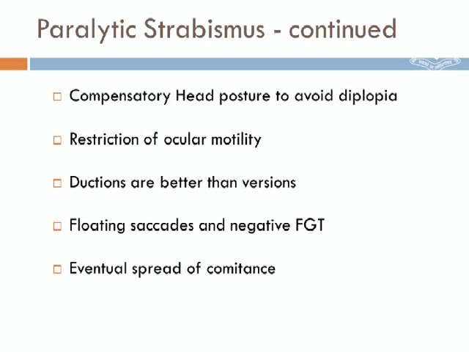There is one condition where the ductions equal the versions, that is the myogenic, which will be spoken about by my colleague. The next, you have floating saccades and the negative FDT. Over time you can have an eventual spread of comitance.